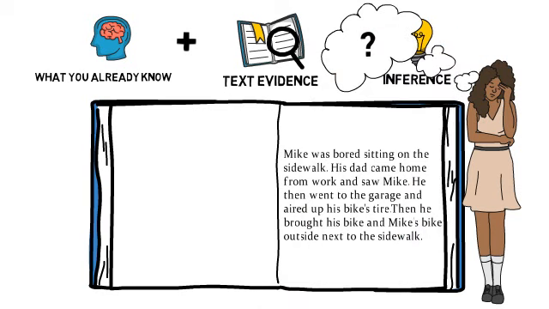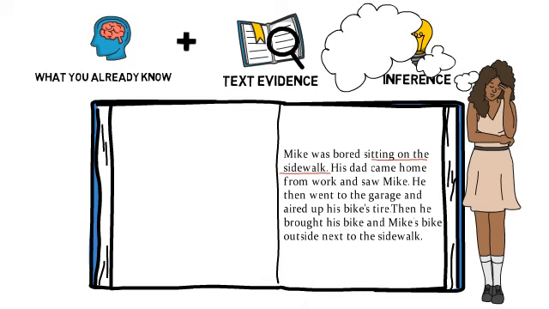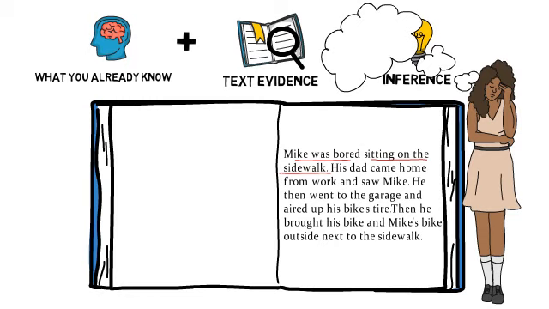You can always underline some clues that you think might help you understand what's happening. Here are some events that are happening. Mike was sitting on the sidewalk. Go ahead and go find some more clues. What are some events that are happening? Well, Mike was sitting on the sidewalk and he was bored. Good. You thought about the setting and the character's emotions. Keep going.